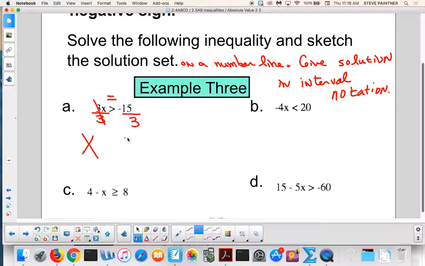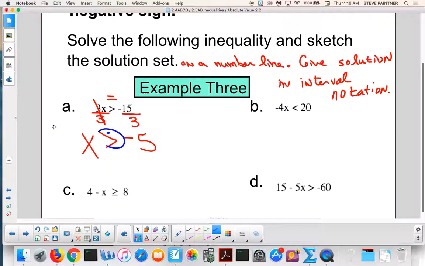negative 5. Now the question is always going to be this: do I or do I not switch the sign? Do not. Why not? Because you're not multiplying or dividing by a negative. We divided by a positive, and a positive works. Divided by a negative doesn't work. So we don't switch the sign. There it is. So x is greater than negative 5.